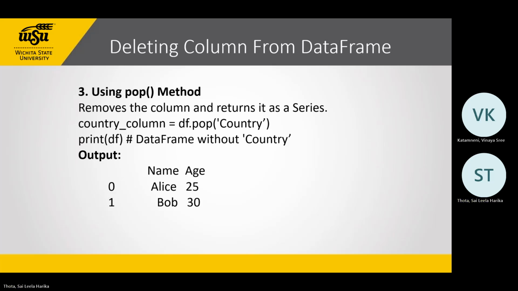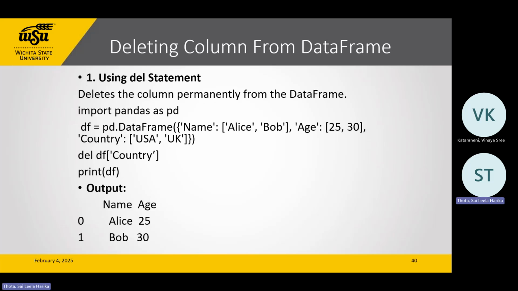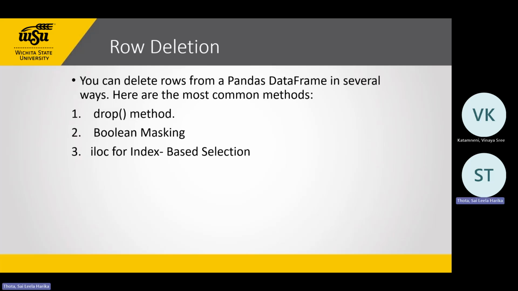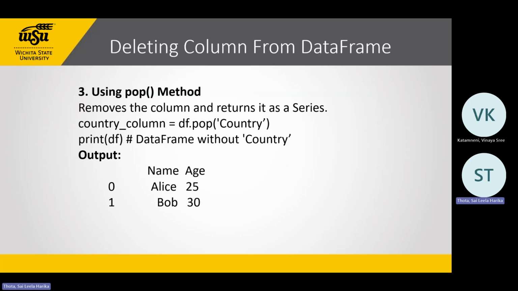See, if you observe here, I deleted a column by using del. I consider a data frame, and here I am deleting the country. So that is the reason, if you observe the output, there is no column country. Next, by using the pop method too, you can delete. So you will get a data frame without country.